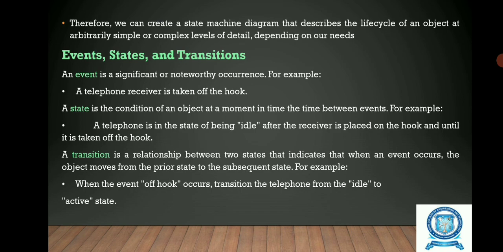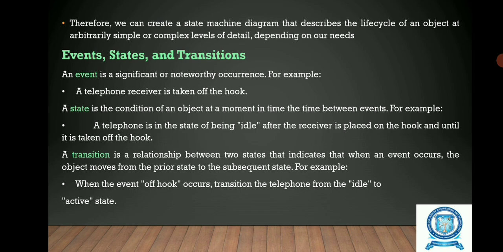An event is a significant or noteworthy occurrence. For example, a telephone receiver is taken off the hook. A state is the condition of an object at a moment in time, between events. For example, a telephone is in the idle state after the receiver is placed on the hook and until it is taken off the hook.